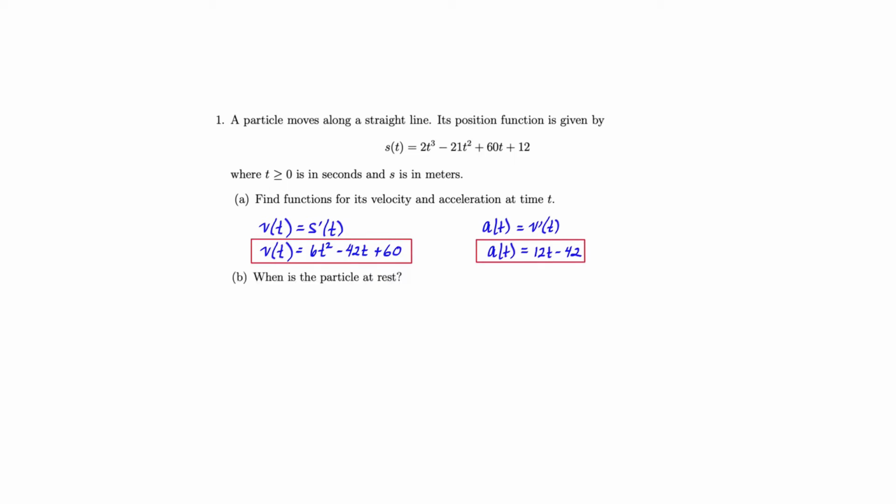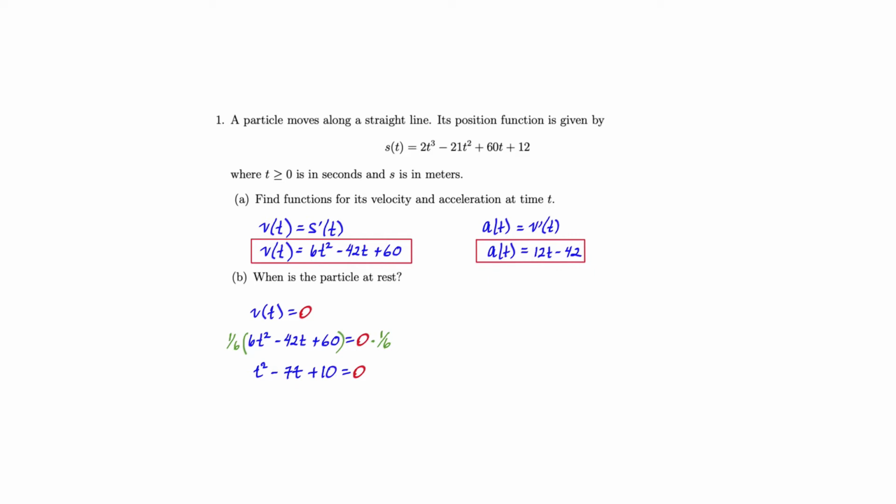All right, so now the question is, when is this particle at rest? So the particle is at rest when its velocity is 0. So we're just going to take that velocity function and set it equal to 0 and solve that for t. I can divide both sides by 6 to make my polynomial a little bit simpler. So I get t squared minus 7t plus 10 is equal to 0.